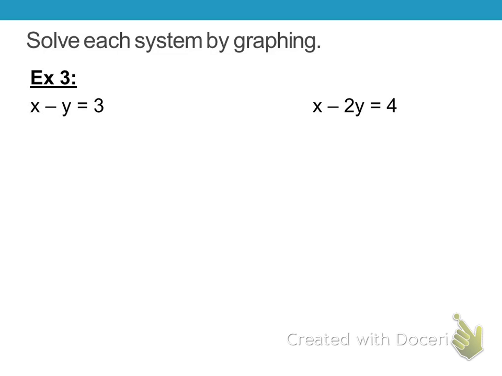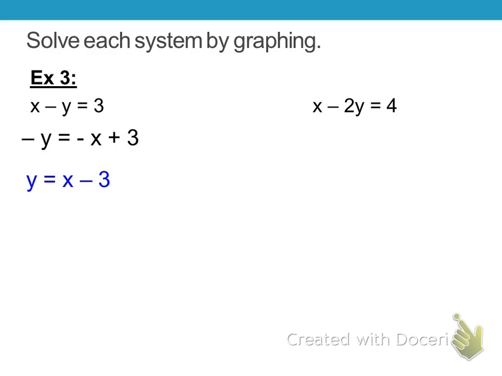All right, now we're going to actually go through the whole process of solving these, okay? So here's our system. x minus y equals 3 and x minus 2y equals 4. I want to graph both of these. So I am going to start by getting the y by itself. To get y by itself, I first subtracted x from both sides. When you subtract x from both sides, you end up with negative y equals negative x plus 3.